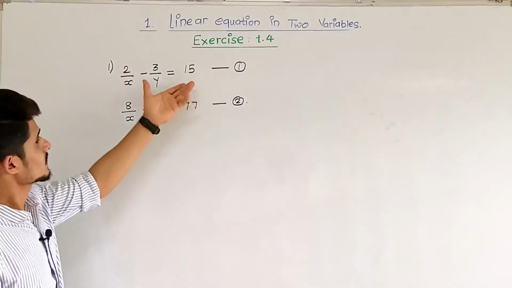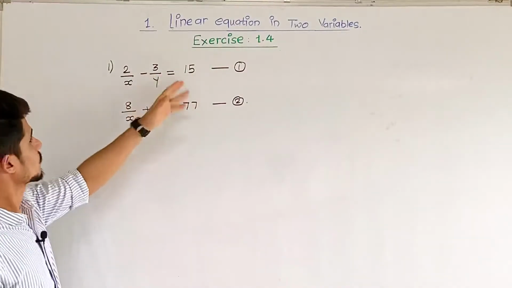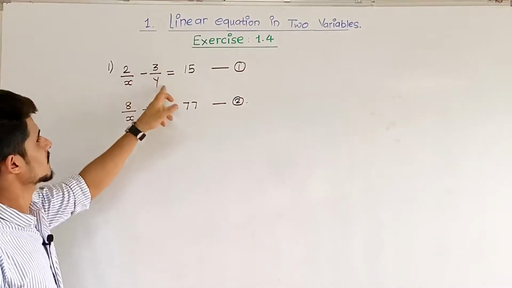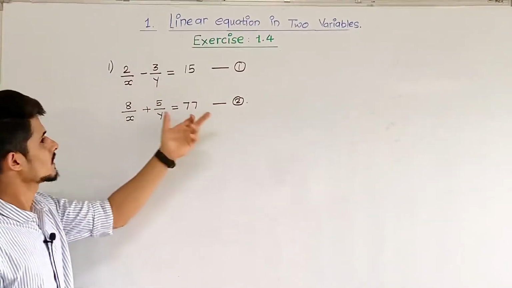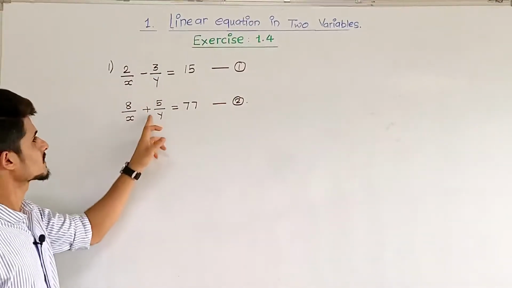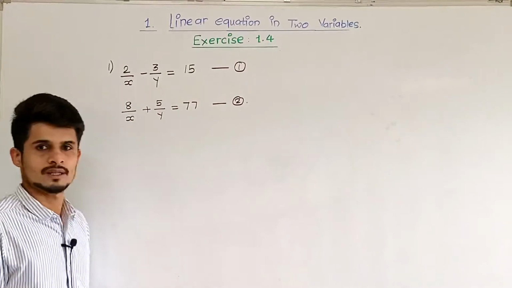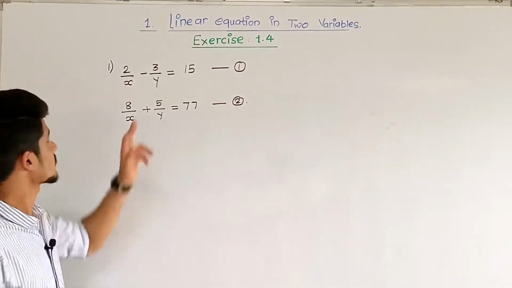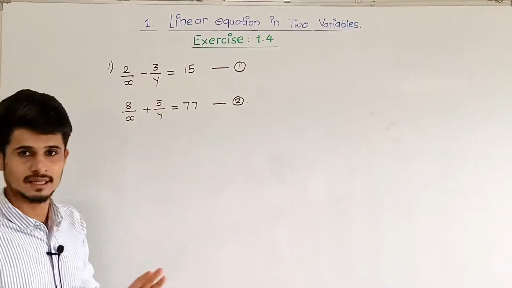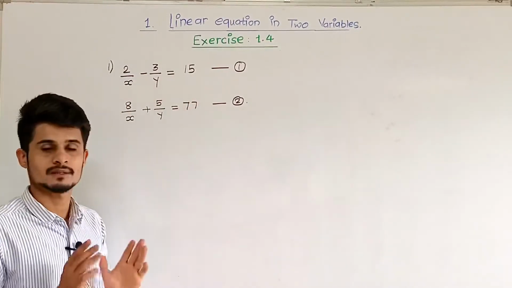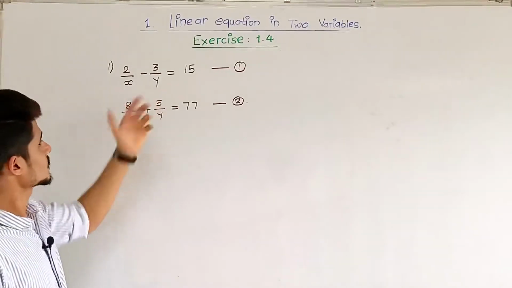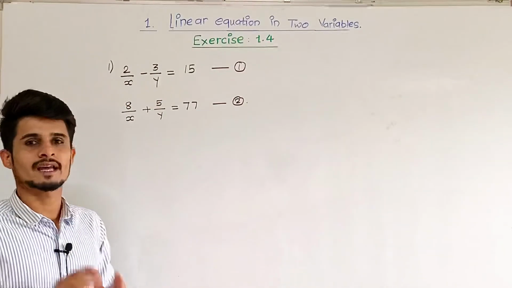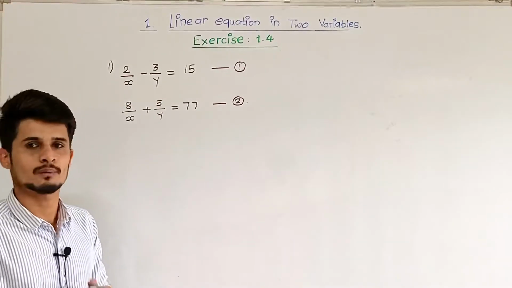So as you can see, there are two equations. Equation 1 is 2 by x minus 3 by y is equal to 15. Similarly, equation 2 is 8 by x plus 5 by y is equal to 77. So in this exercise, we have to substitute 1 by x as a and 1 by y as b. And after substituting, we just have to solve it as we have solved in exercise number 1.1.